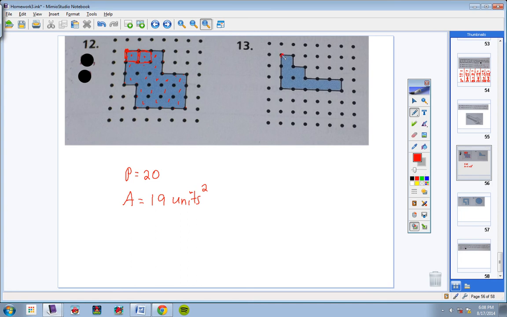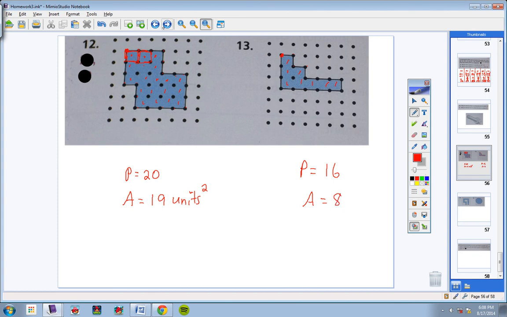Okay. All right, let's find the perimeter of this figure over here. Putting your pencil here, it's going to be 1, 2, 3, 4, 5, 6, 7, 8, 9, 10, 11, 12, 13, 14, 15, 16. So the perimeter is going to be 16. Now the area is going to be 1, 2, 3, 4, 5, 6, 7, 8. So the area is going to be 8 square units.